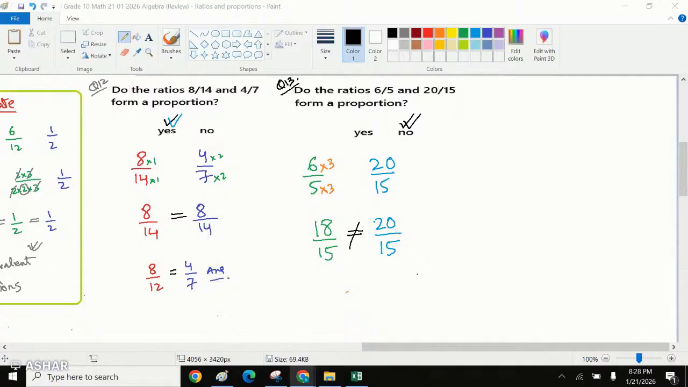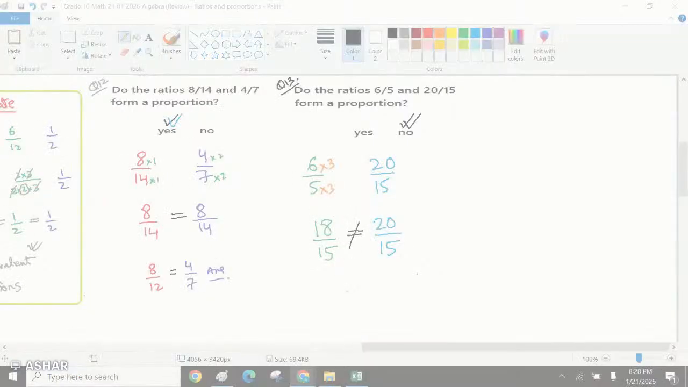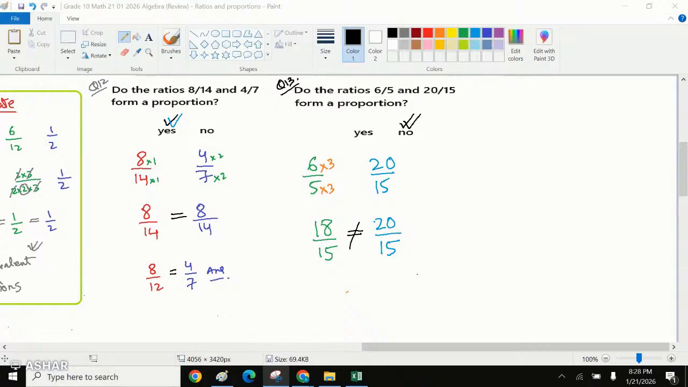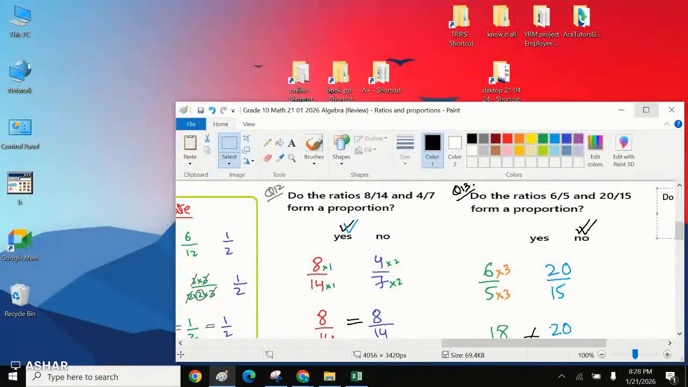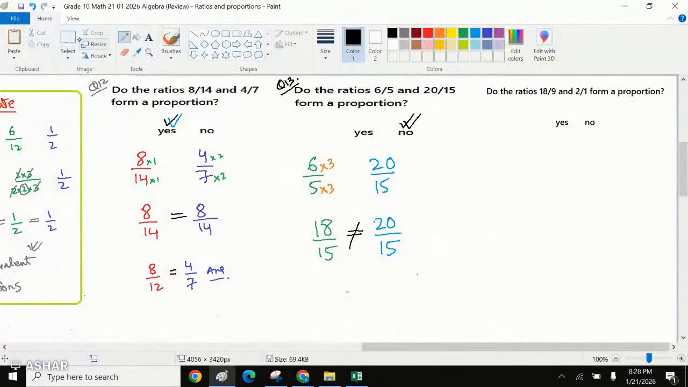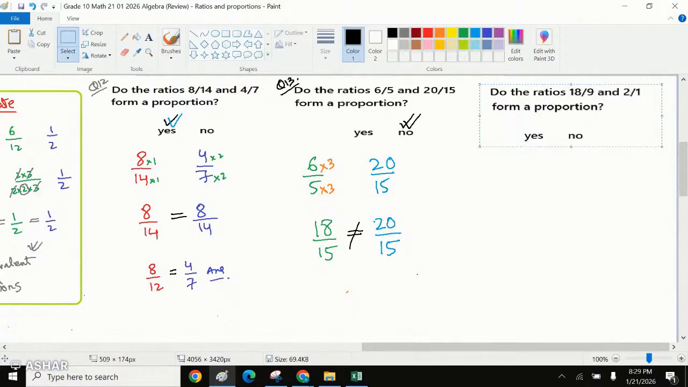Okay, good. Let's see the next one. They're saying 18 upon 9. Do the fractions form a proportion? That means we have these two fractions given to us: 18 upon 9 and 2 upon 1.